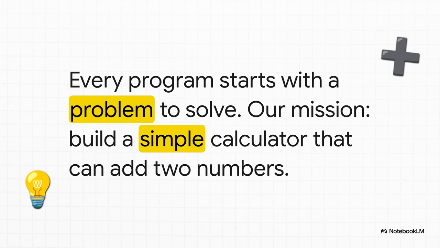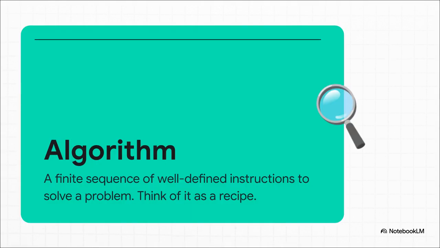So for our purposes today, we're going to tackle a simple classic. We're going to build a basic calculator that just adds two numbers. That's it. Now, before we even think about writing code, we have to do the most important step. We have to make a plan. And in programming, that plan is called an algorithm.